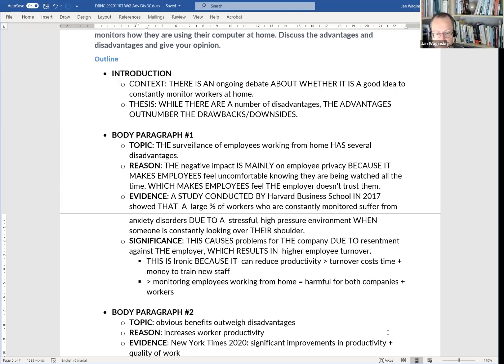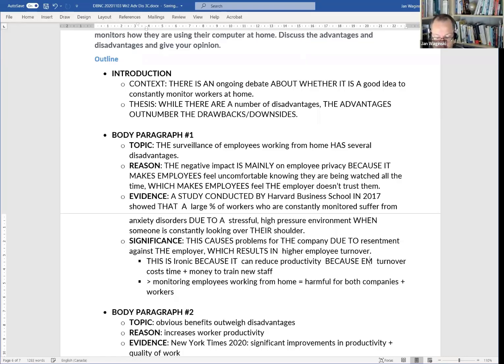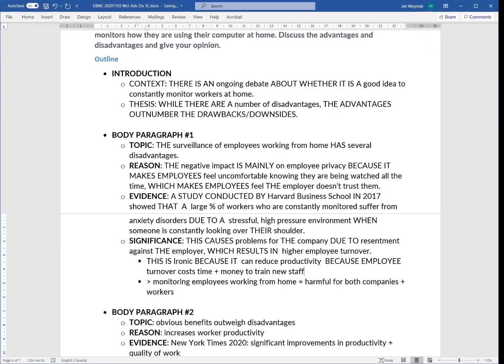So with modals, we just say it can reduce, I can reduce, he can, it can. They're all the same. Okay, it can reduce productivity. Why? Because of turnover. Or sorry, because employee turnover costs time and money to train new staff. That's it.